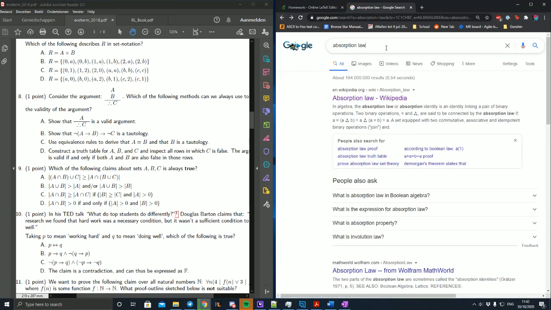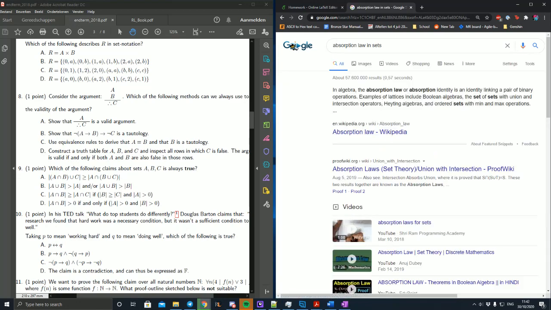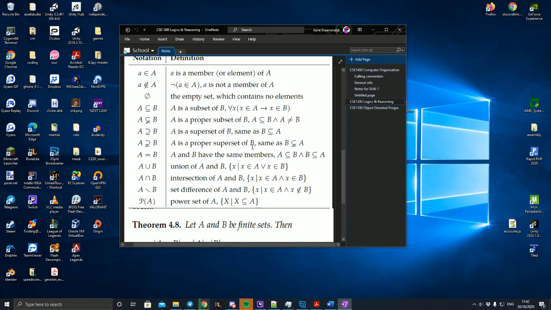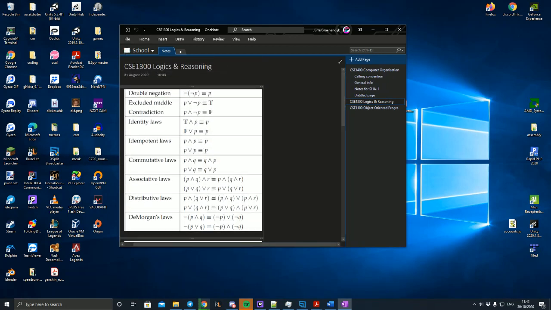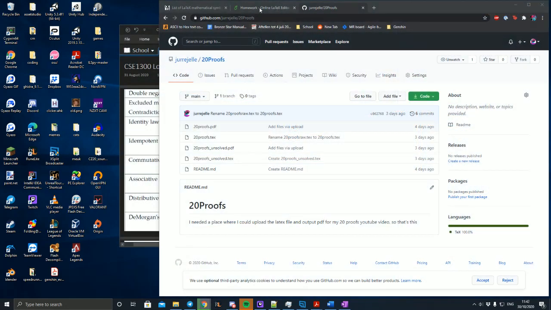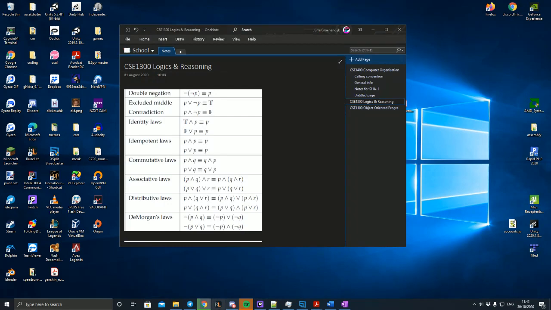Can you show a list of the laws or something? There is a list of these laws in the book. Oh shoot, I just have that on my second monitor. I can't share these because that's not allowed. This is my old thing. I don't need this.